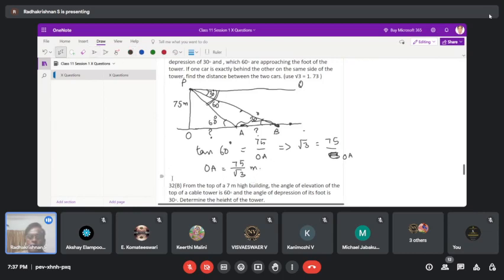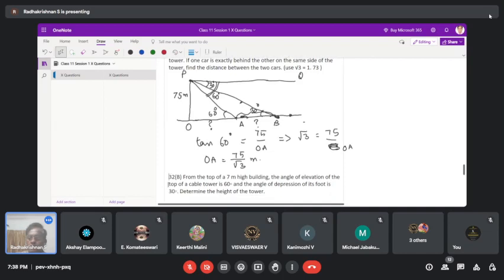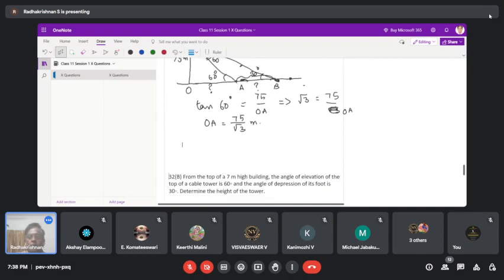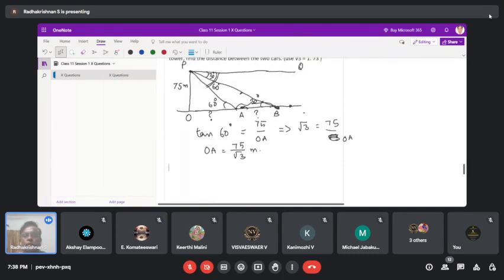And the same way, what will be OB? For OB, you take triangle PBO. We have taken triangle PAO, now you take triangle PBO. Here angle B is 30 degrees, so tan 30 is equal to, same way, 75 by OB.